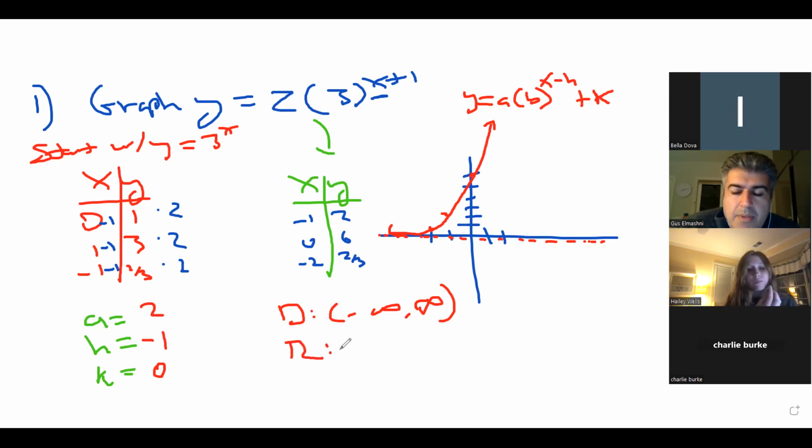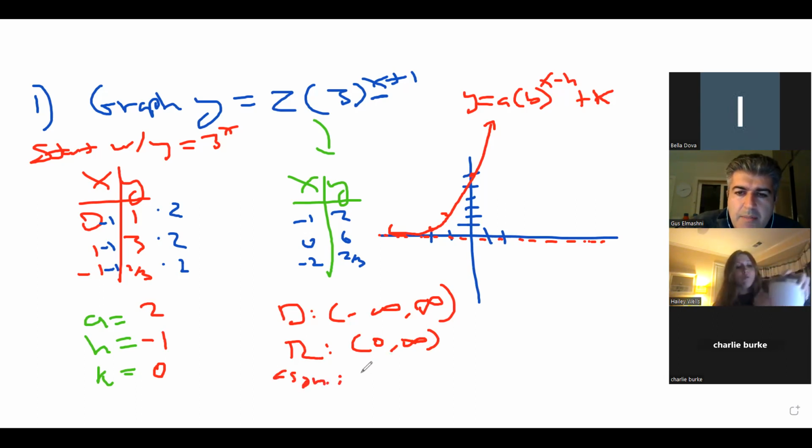The range will be dependent on how the graph is opening: if it's above the x-axis, below the x-axis, or if it's flipped or not flipped. And of course, the horizontal asymptote, which is at y equals 0, so the range is going to be 0 to infinity. For the asymptote, you have to give the equation, which is y equals 0.